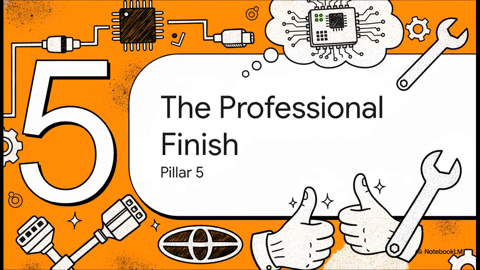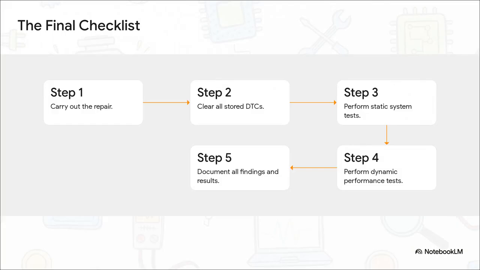And that leads us to the final pillar. And honestly, this is the one that separates the good techs from the great ones. Pillar 5, the professional finish. Because let's be real, the job isn't over just because you've bolted on the new part. Once that repair is done, there's a whole process you have to follow. First, you get in there with the scan tool and clear every single trouble code from all the modules. Then, you do your static tests, making sure everything works with the car just sitting there. But you're not done. Now you have to do dynamic tests. Take it for a drive, use it like the customer would, and prove that it works under real operating conditions. And only then do you document everything properly on the job card.